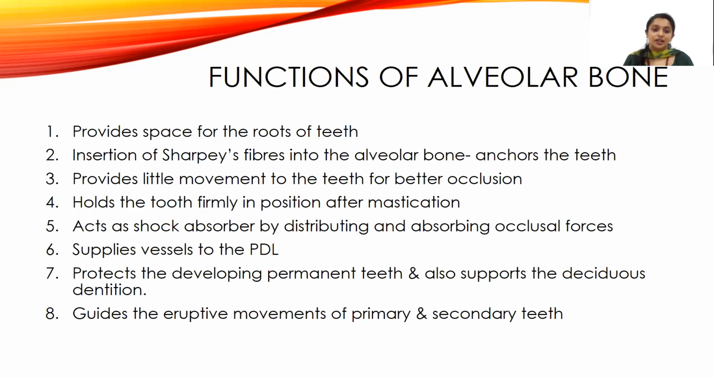Now, what are the functions of alveolar bone? Alveolar bone function is very important because it provides the space for roots of the teeth, and insertion of Sharpey's fibers into alveolar bone helps in anchoring the tooth. It provides little movement to the teeth for better occlusion. It holds the tooth firmly in position after mastication. It acts as a shock absorber by distributing and absorbing the occlusal forces. Both periodontal ligament and alveolar bone play a major role in distributing the occlusal forces.